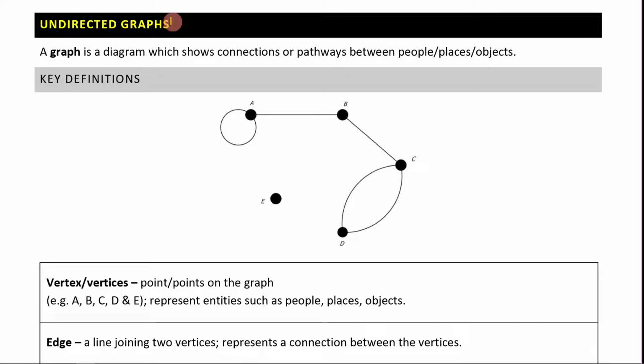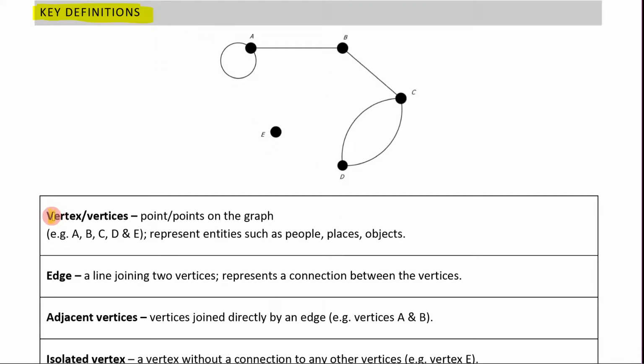So, undirected graphs. A graph is a diagram which shows connections or pathways between people, places, and objects. We're going to have to learn some key definitions here, and we'll be referring to this network right here as we do so. The first thing, a vertex, or the plural, vertices.